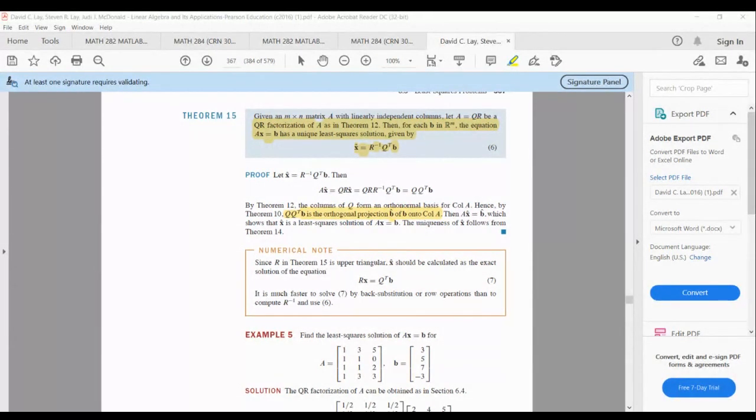How many recall that in section 6? That was back in section 6.3. Okay, very good, Eleanor. Excellent, excellent.